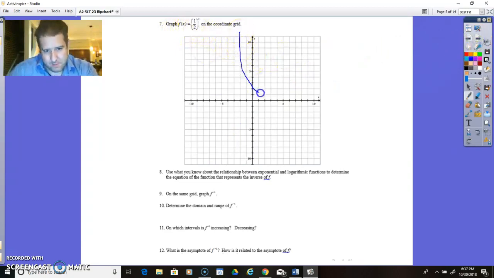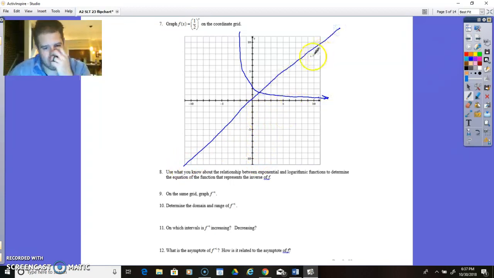So 1/2 to the power of x looks like this. And it's going to be the same thing reversed over this y equals x. So that's going to look like that, give or take. Okay, so that has an x equals 0 asymptote, and that would be log base 1/2 of x.